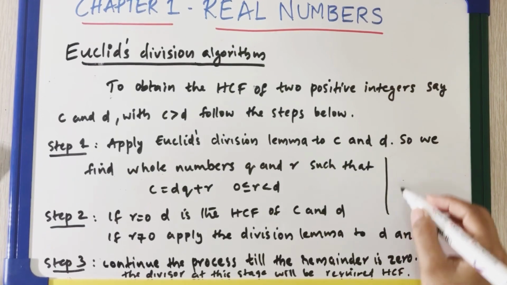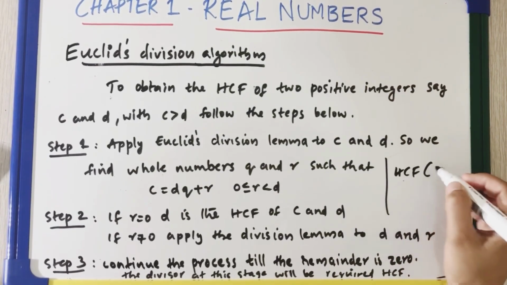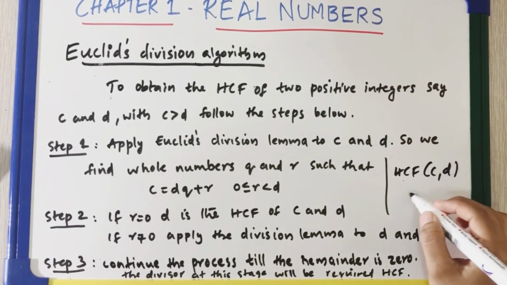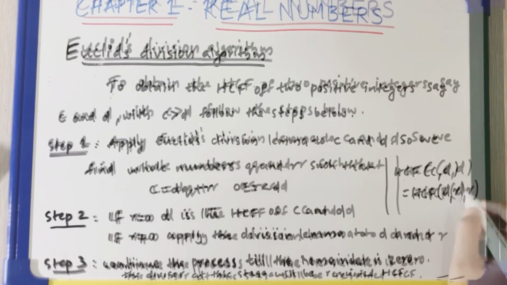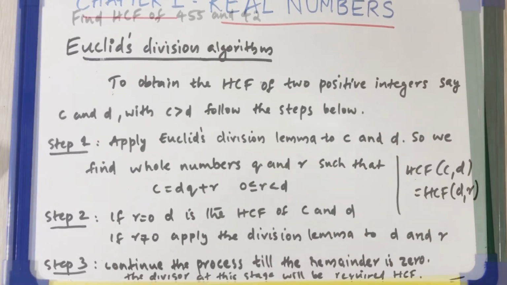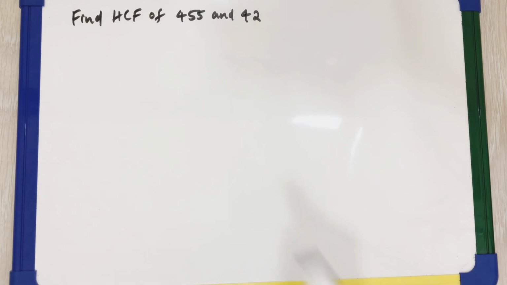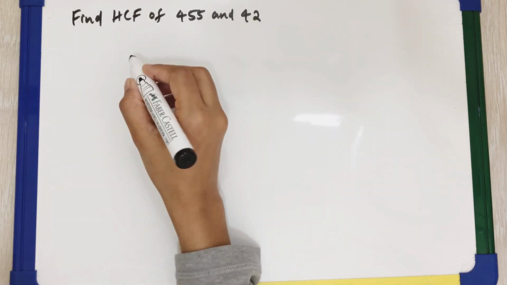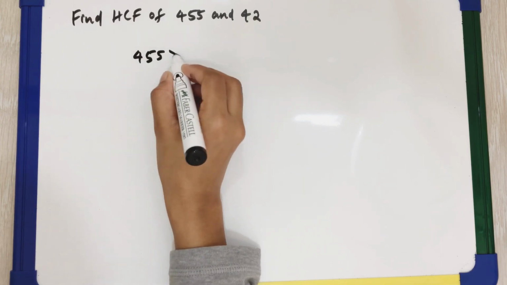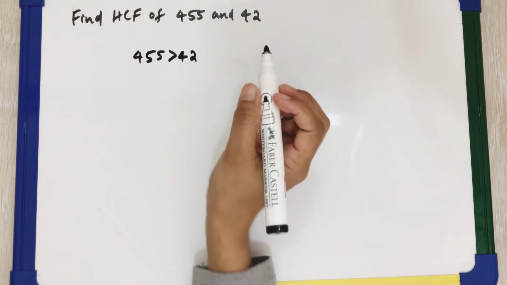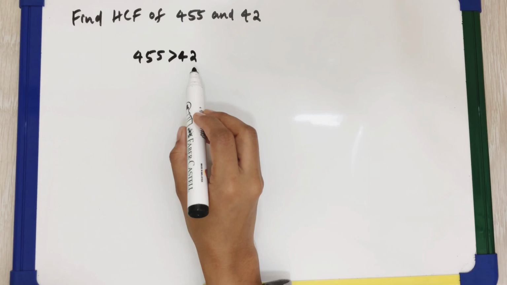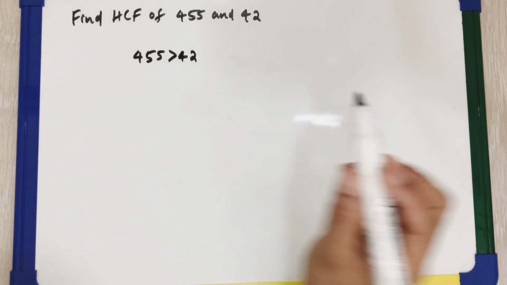This algorithm works because HCF of c and d is equal to HCF of d and r. You can see it in detail through an example. Example, find HCF of 455 and 42. Here 455 is greater than 42. Therefore, we can divide 455 by 42 to get a quotient and a remainder.